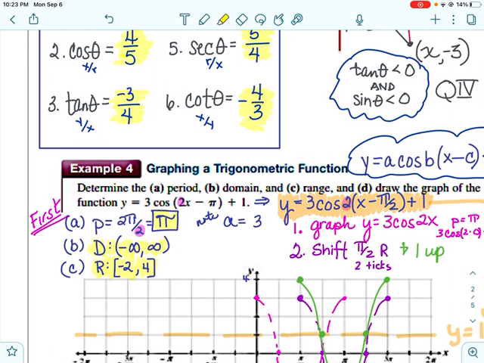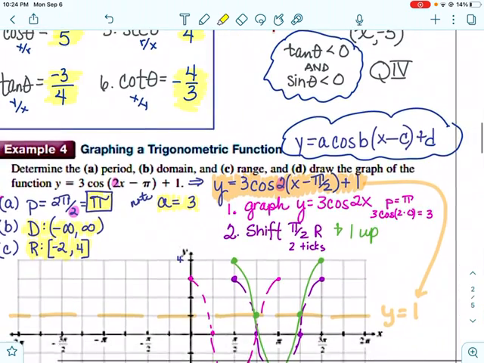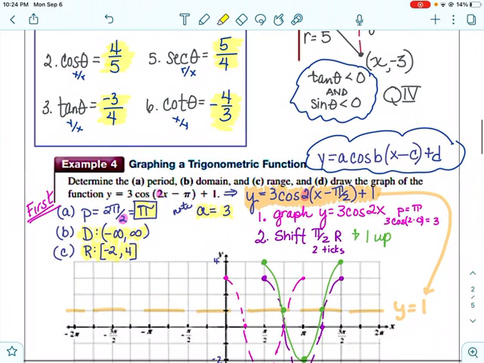Now the range is kind of tied with the fact that the amplitude is 3. So that means that you're shifting your graph pi over 2 to the right and 1 up. Notice what I did. I drew that line right away, y is equal to 1. That's going to be my line of equilibrium in the end. But here's how I start.